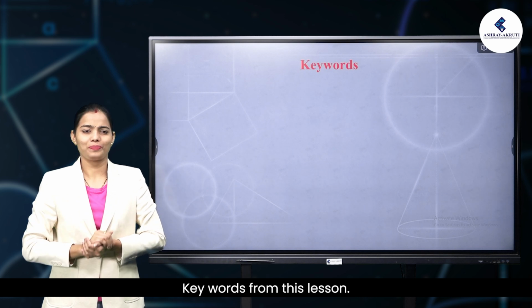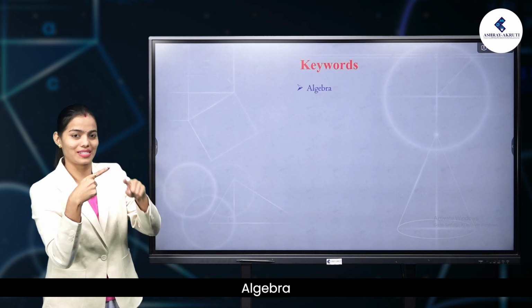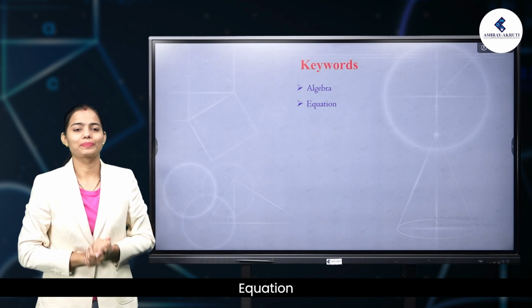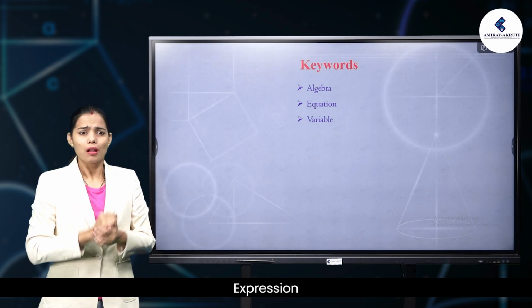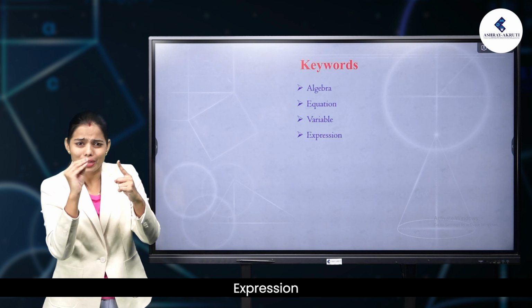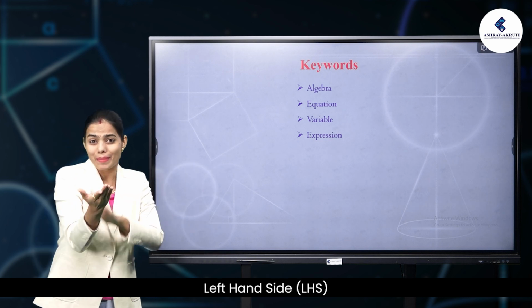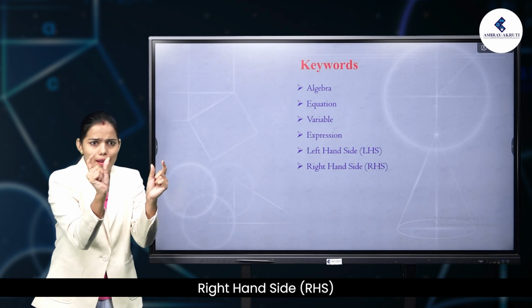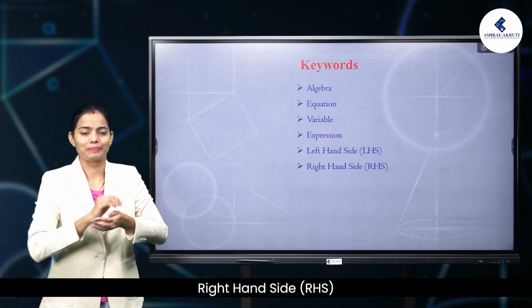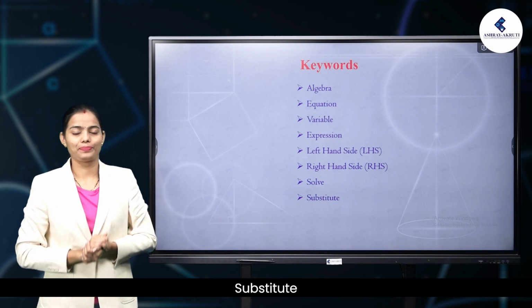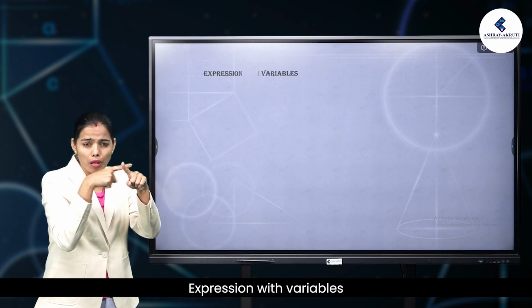Keywords from this lesson: algebra, equation, variable, expression, left-hand side (LHS), right-hand side (RHS), solve, substitute. Expression with variables.